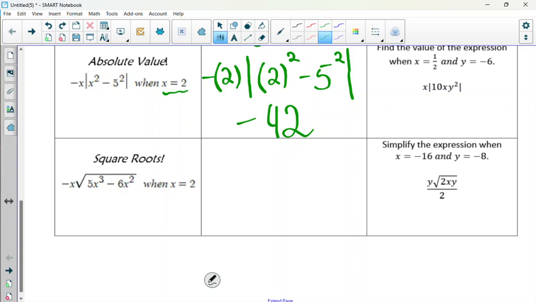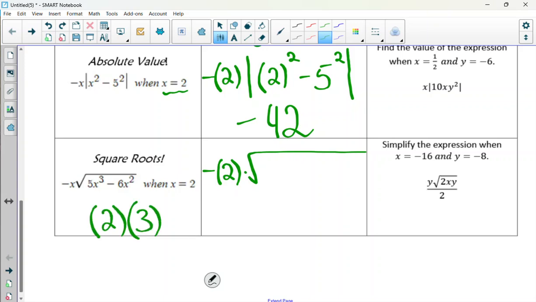Kind of the same thing on this one. I'm just going to show you how to use the square root. I'm going to substitute that 2 in. We have negative 2 times the square root. Anytime we have a number just sitting up against another expression, that means we're multiplying there. Actually, let's say we had like 2 and then a 3, both in parentheses. That's just implying multiplication.